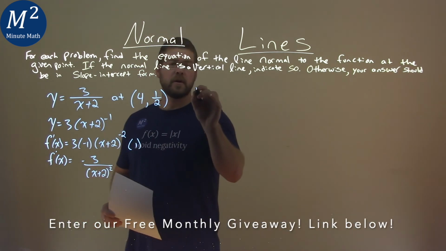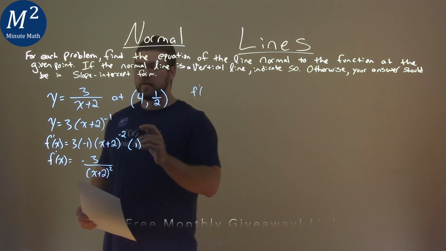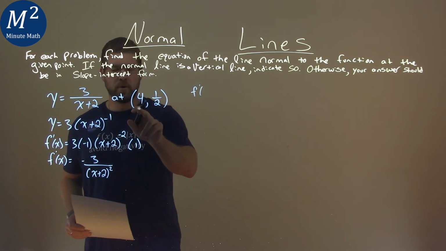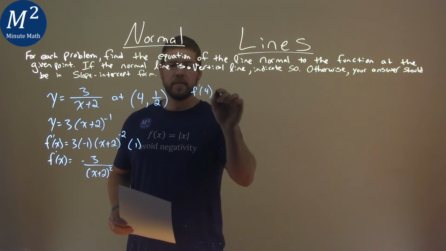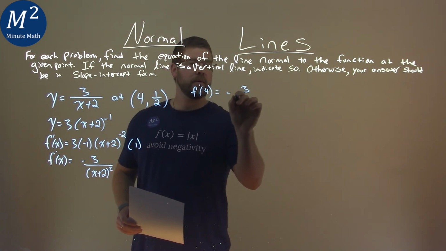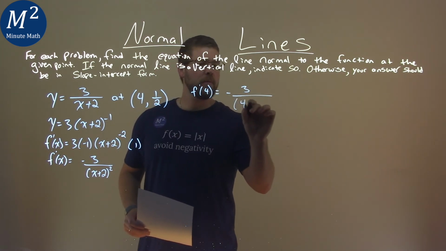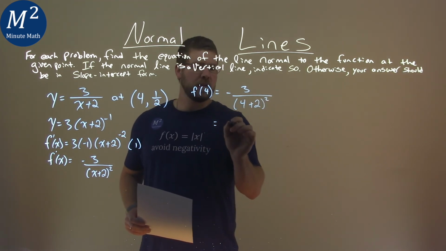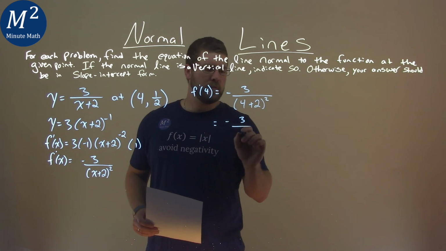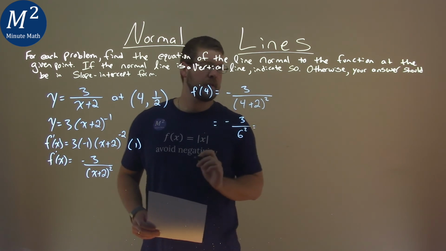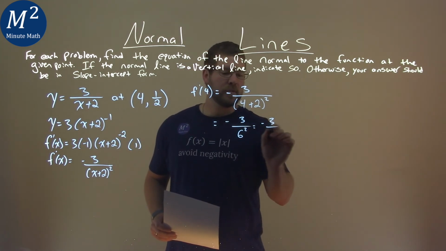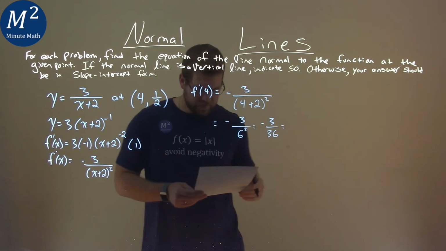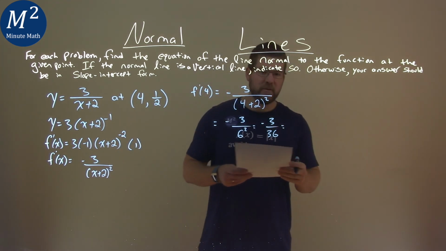So we take our derivative, f'(x), and we're going to put in our x value 4 for x. f'(4) is equal to negative 3 over (4 + 2) squared. Simplify this down a little bit. Negative 3 over 4 plus 2 is 6, squared. Well, we have now negative 3 over 6 squared, which is 36, and that simplifies to negative 1/12.